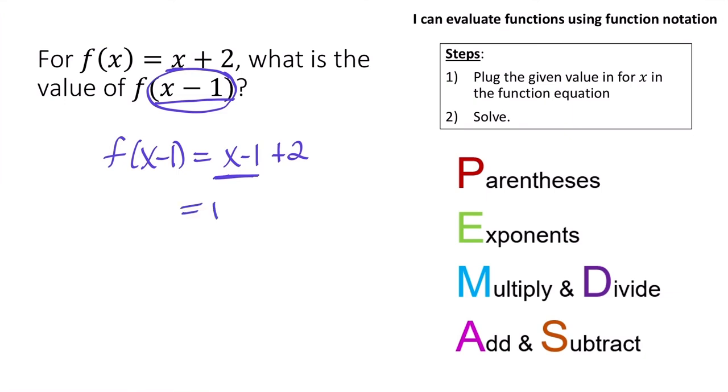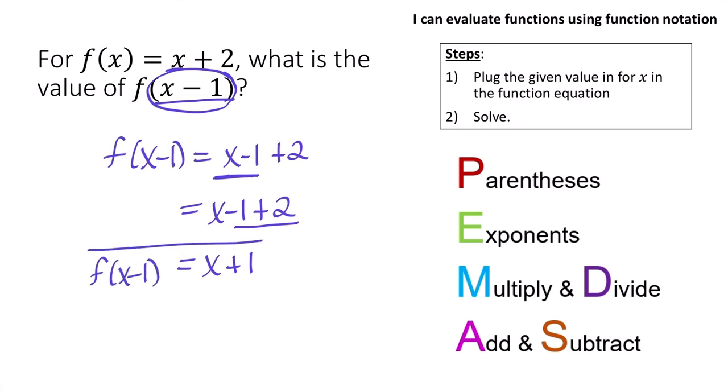So now all I need to do is simplify this. So when I simplify, I'm going to combine these like terms. And so that equals x minus 1 plus 2 is going to be plus 1. So I have f of x minus 1 equals x plus 1.